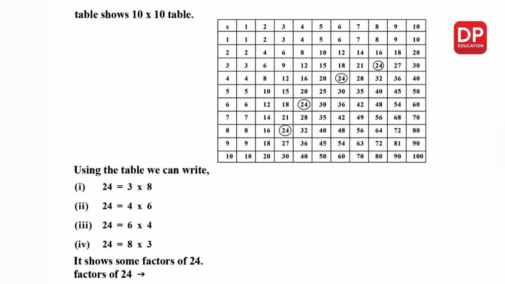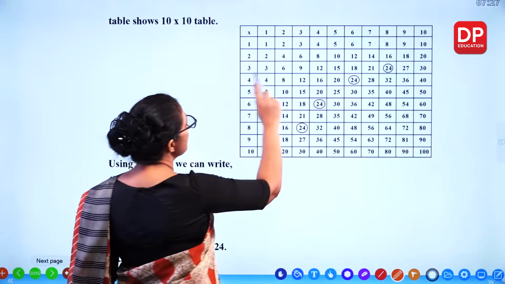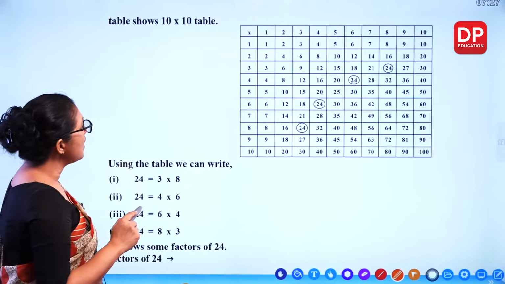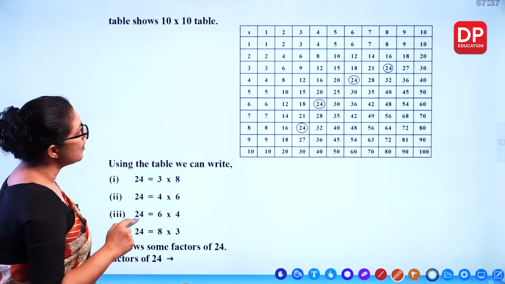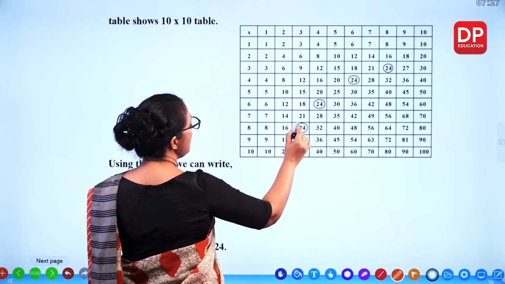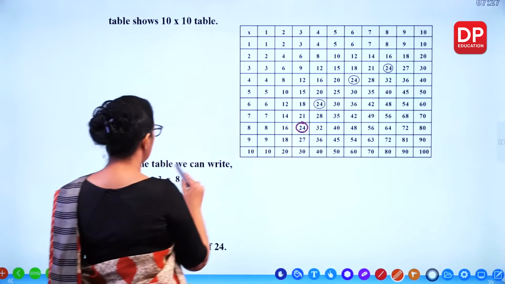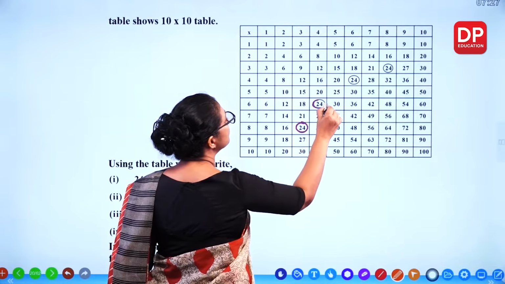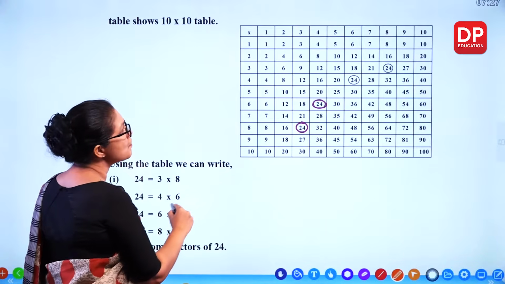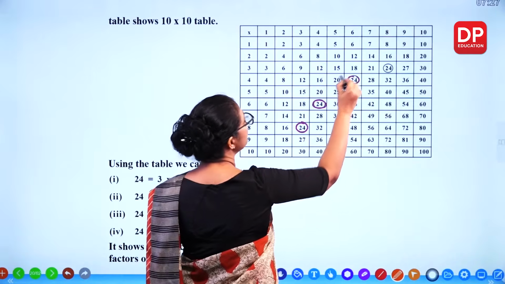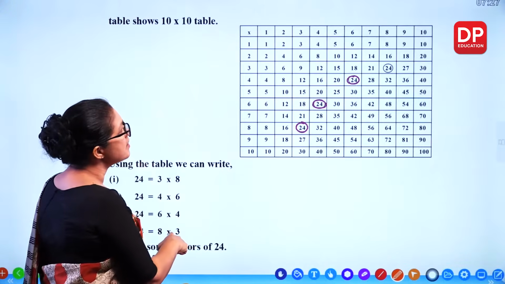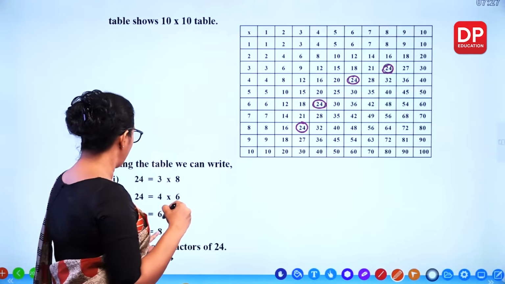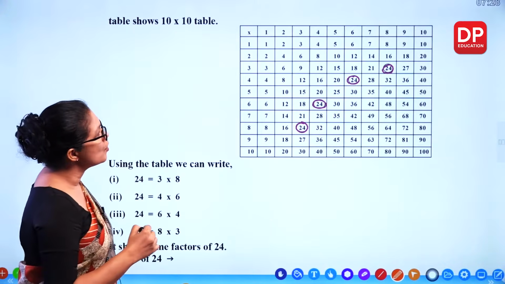Now this table shows 10 by 10 multiplication. Using the table, we can write the factors of 24. Can you see? 3 times 8. 24 again. 4 times 6. And 24 again, 6 times 4. And 8 times 3. So it shows some factors of 24.